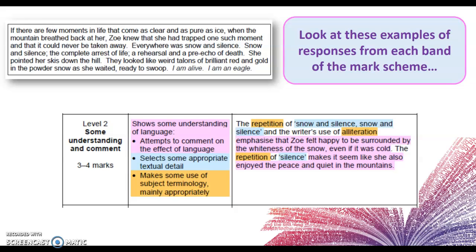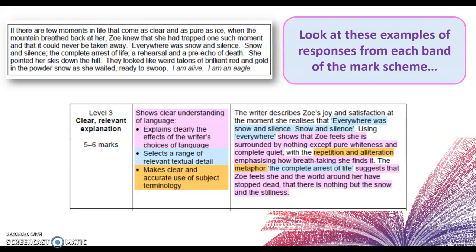Okay, so let's see how that can be improved upon even further. So at level 3, to get 5 or 6 marks out of 8, this is where your answer must be clear and relevant, and it must explain. And that's the difference. You're not just showing some understanding, you are explaining clearly at this level. So again, the purple is where you explain clearly the effects of the writer's choice of language.